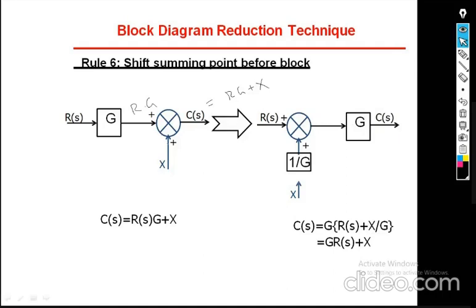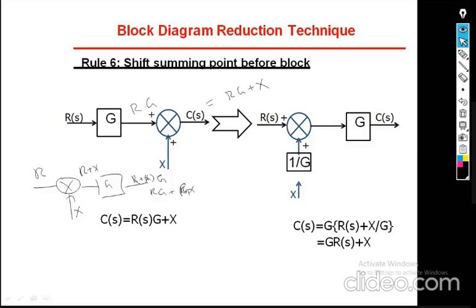If I send this summing point to here, then my new block will look like this. Without any change, this is X, this is R. Now here R plus X comes, and this is G. Then the output will be R plus X into G. Then you will get RG plus RX, but I need only RG plus X. Here you will be getting two multiplications, G into X and R into G.